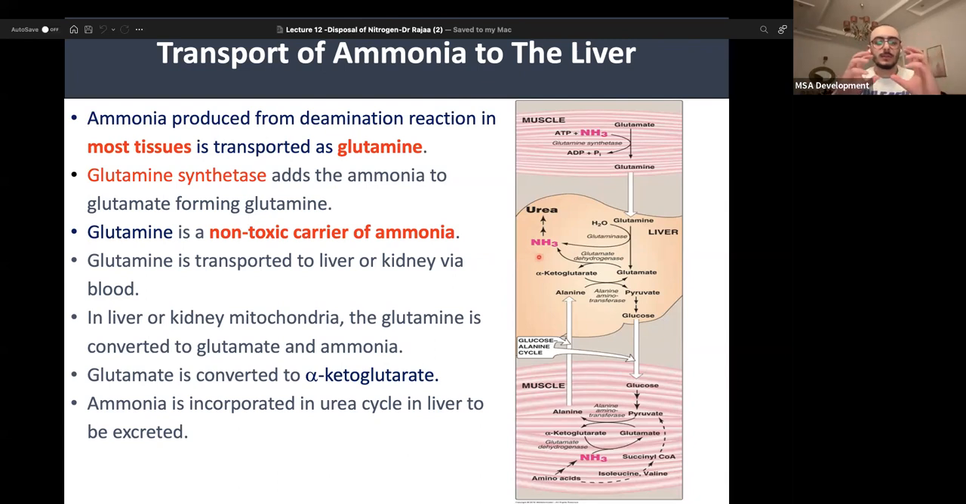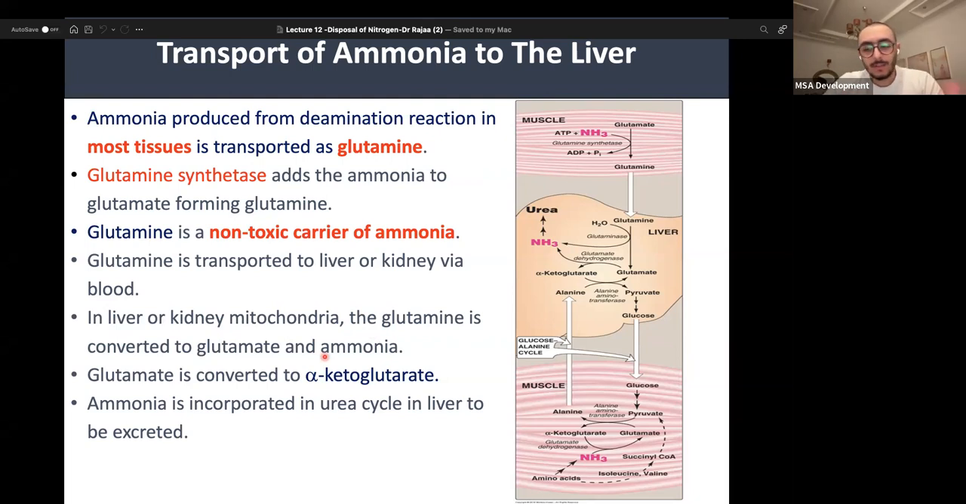Okay, so a process happening in the muscle or in any tissue, NH3 goes through a whole process in order to ride with a safe carrier. This safe carrier will take it to the liver. Then this safe carrier will have to go through the whole process again to give us ammonia once back in order to get rid of it in the liver or in the kidney. This happens in both liver and kidney, as you can see, in liver or kidney mitochondria. It's basically the whole slide.